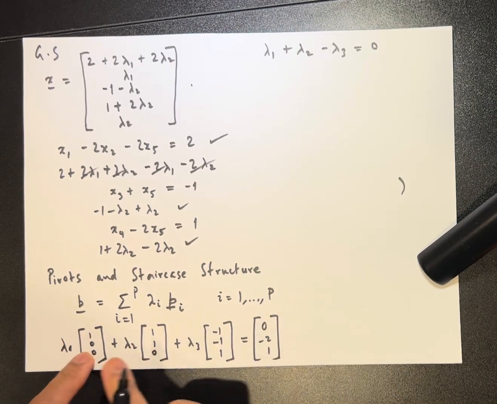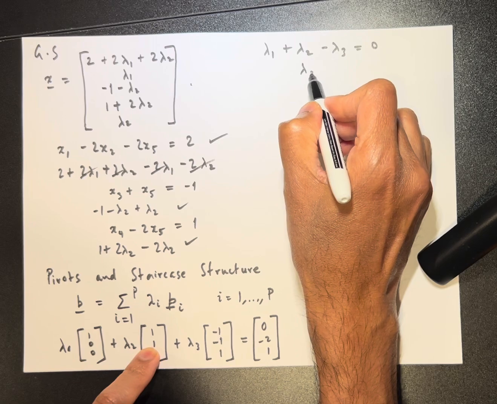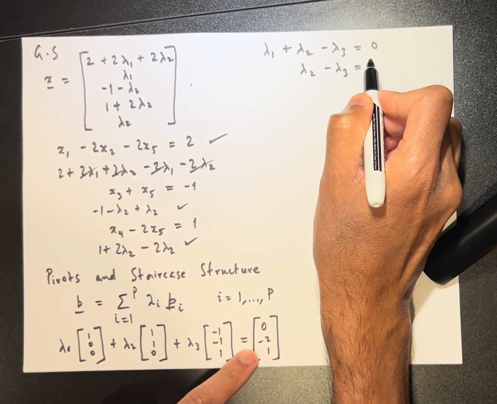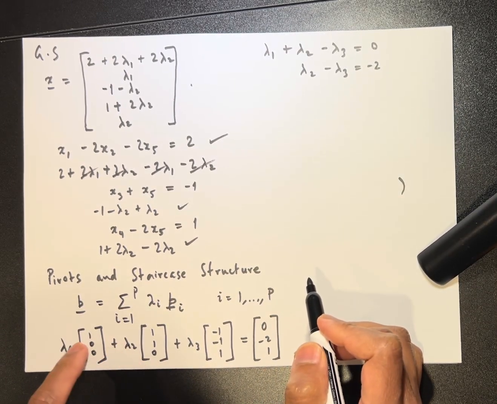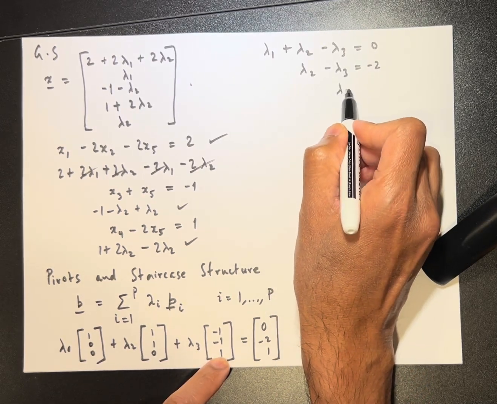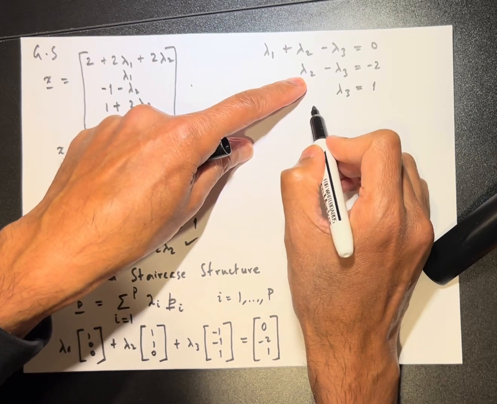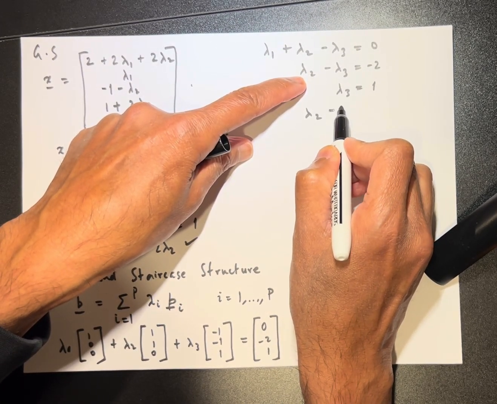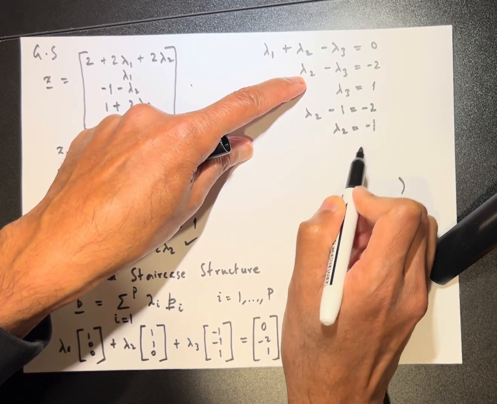That's the top one. The middle one is, this guy is gone, lambda 2 minus lambda 3 equals minus 2. Then these two are gone for the bottom equation. Lambda 1 times 0, lambda 2 times 0 are 0. Then lambda 3 is 1. Since lambda 3 is 1, let's substitute back into this. So we get lambda 2 minus 1 equal to minus 2. So lambda 2 becomes minus 1.